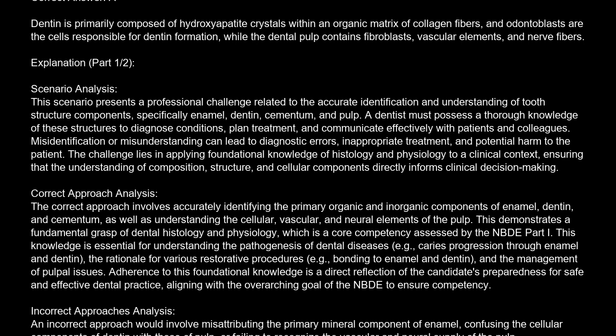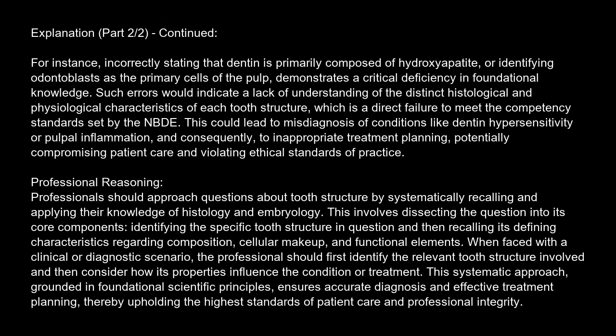Incorrect approaches analysis. An incorrect approach would involve misattributing the primary mineral component of enamel, confusing the cellular components of dentin with those of pulp, or failing to recognize the vascular and neural supply of the pulp. For instance, incorrectly stating that dentin is primarily composed of hydroxyapatite, or identifying odontoblasts as the primary cells of the pulp, demonstrates a critical deficiency in foundational knowledge.